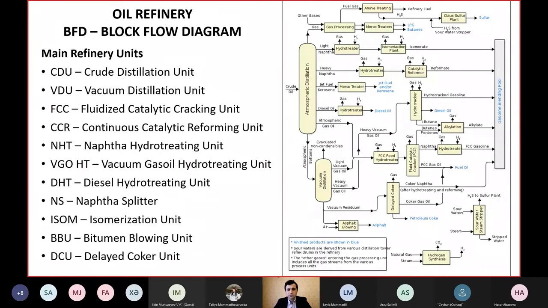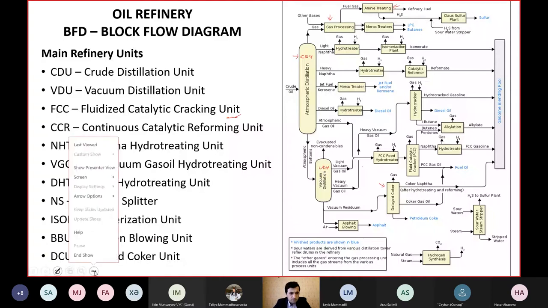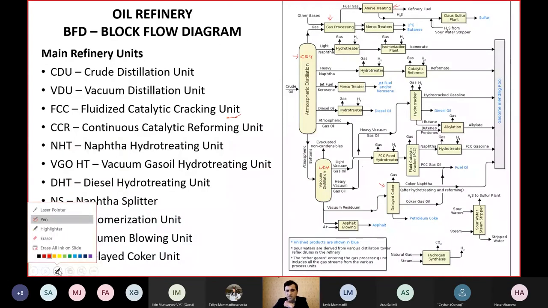This is one unit. Gas processing, another unit. Amine treating, another unit. The delayed coker, this is another unit. So these are the main refinery units. This is CDU. This is VDU. One moment, why is it so small? Okay, I couldn't make it thicker. And we have VDU, this is VDU. Fluid catalytic cracking unit, this is FCC.